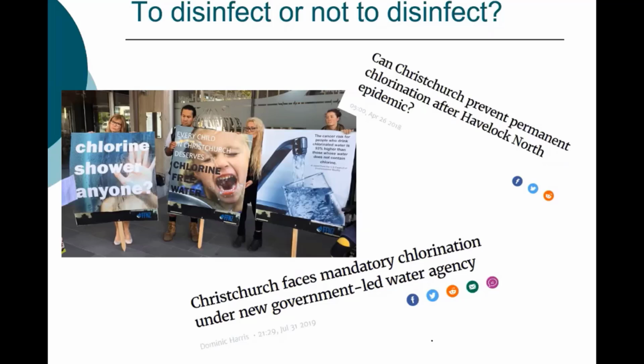People went ballistic. Some supported it, but a lot didn't. We have this issue of, do we disinfect or not? Their concern there was predominantly with disinfection byproducts, and even more so, the taste. So you see the cancer risk, and that really pertains to disinfection byproducts.